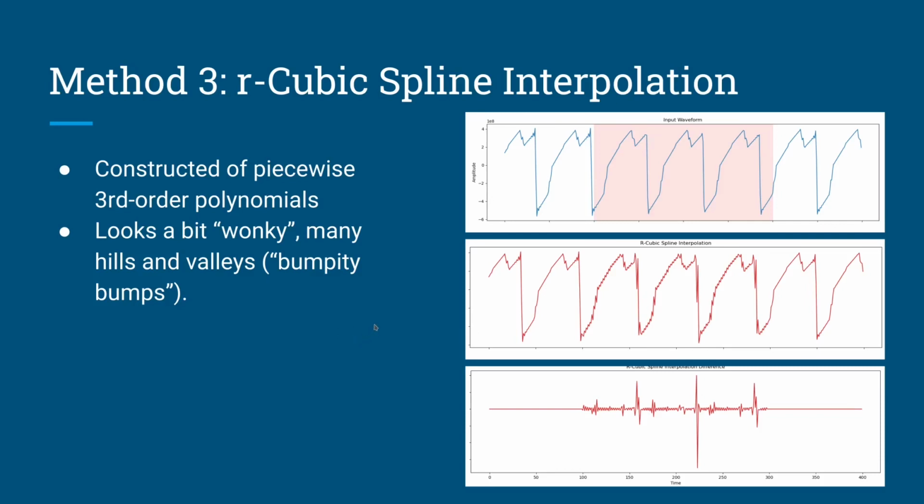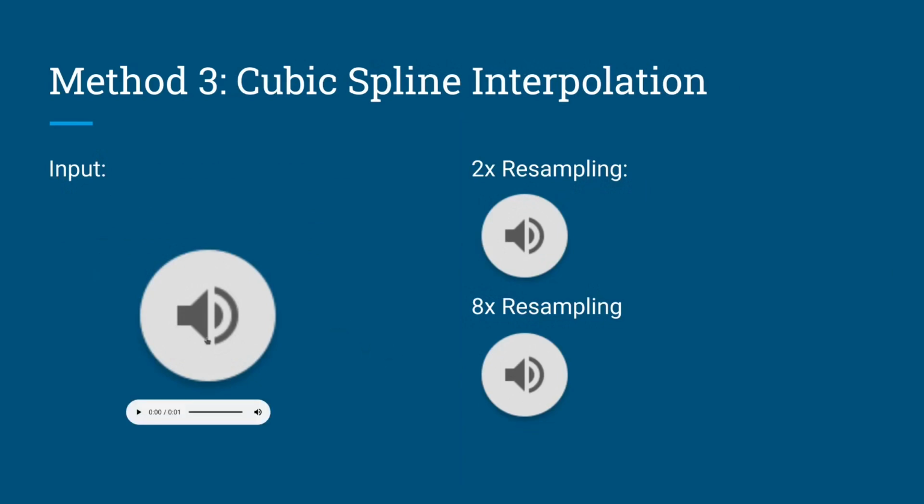So looking at the actual results, we see with the R-cubic spline, there's many weird looking hills and valleys on the interpolation. But it looks pretty good. It looks to follow the input waveform pretty well. And the difference is also pretty comparable to the linear spline overall. And now let's move on to how those sound.